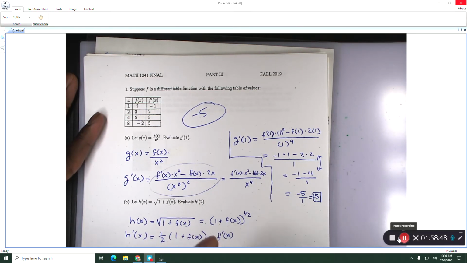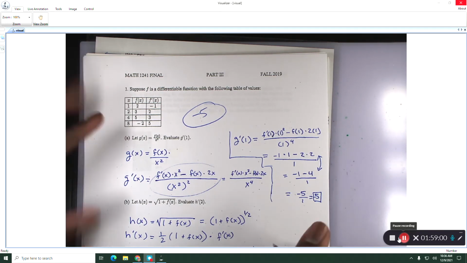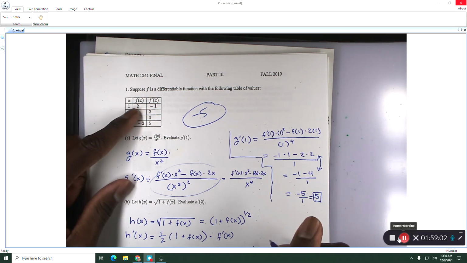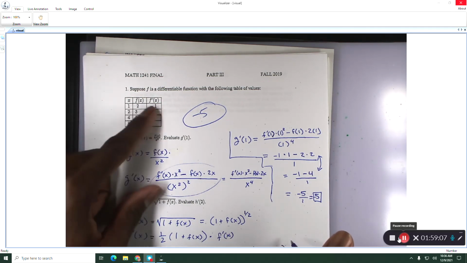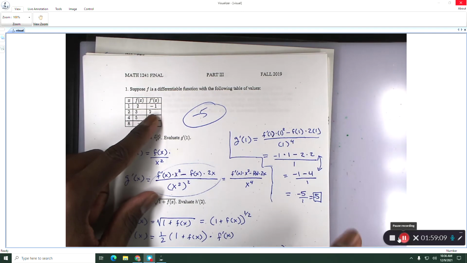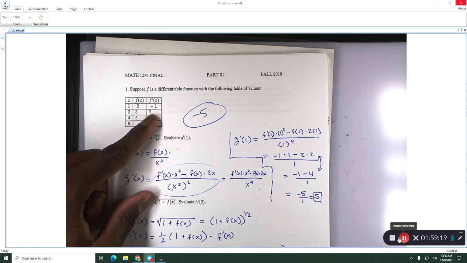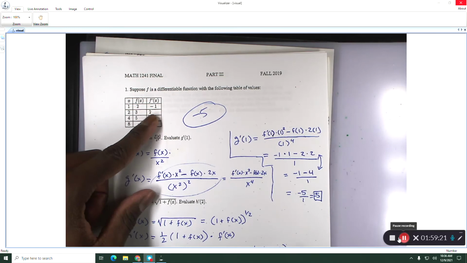Now that I have this information, I can find h prime of 2. 1/2 times 1 plus f. Everywhere there's an x, I'm going to input a 2. 1/2 times 1 plus f of 2 is 3. And f prime of 2 is 2. So what I end up with is 1/2 times 4 times 2. Well, these just cancel out. I end up with 4.